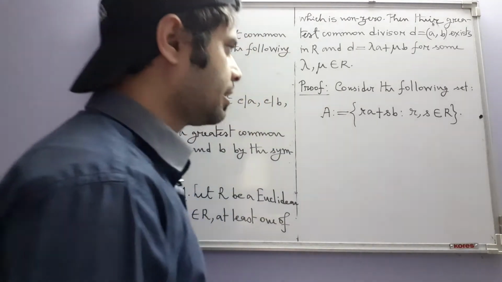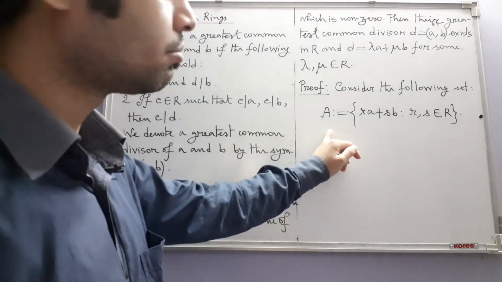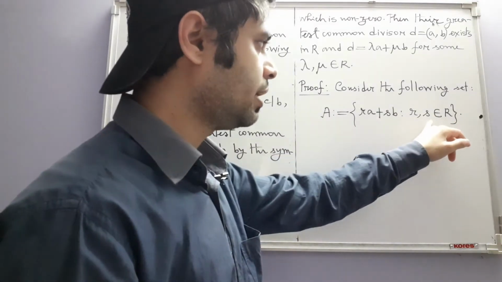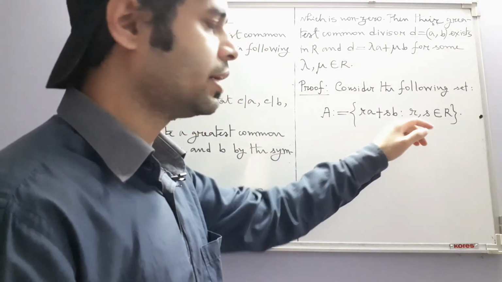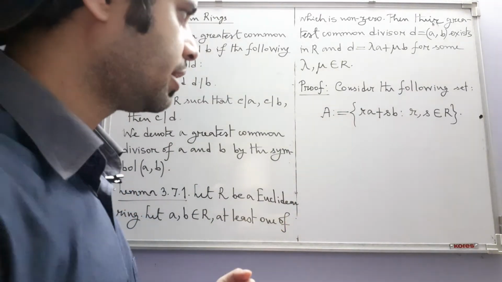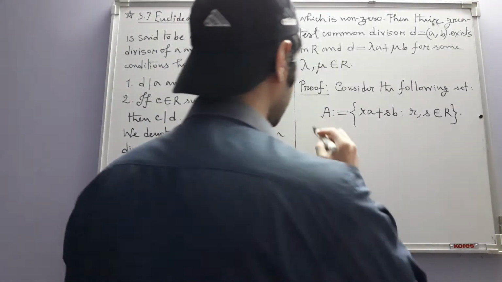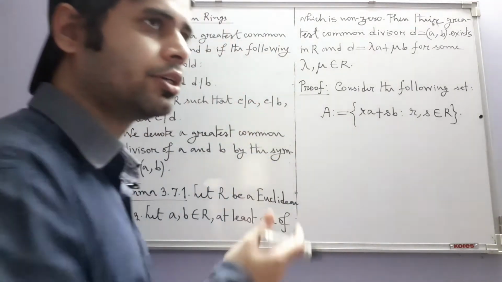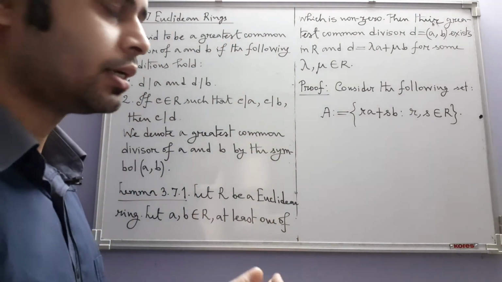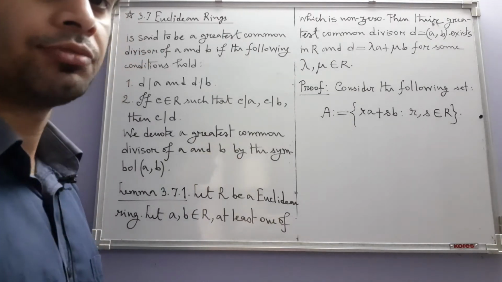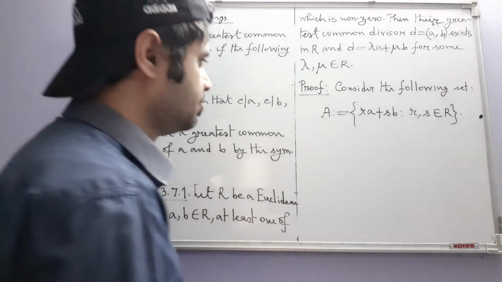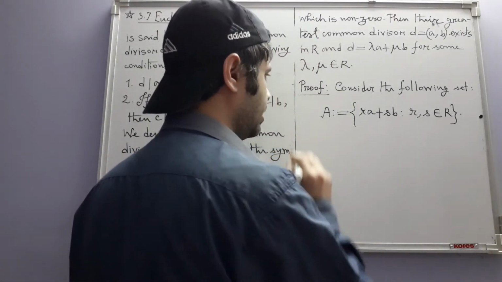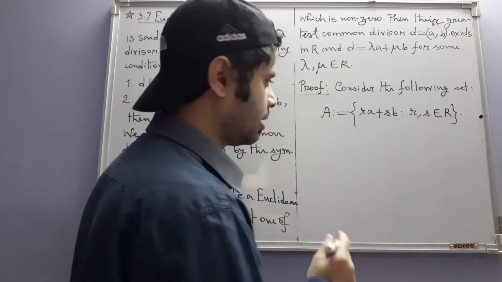It is clear that A is non-empty. You choose any R and S from R, you will get one element in A. So that makes A non-empty. We are not going to mention that, although non-emptiness is necessary before we try to verify that A is an ideal. So let us first show that A is a subgroup of R under addition.